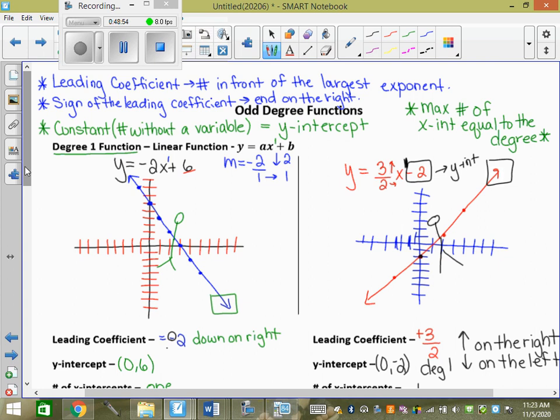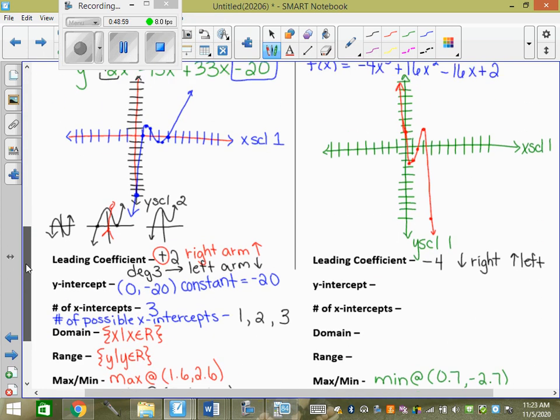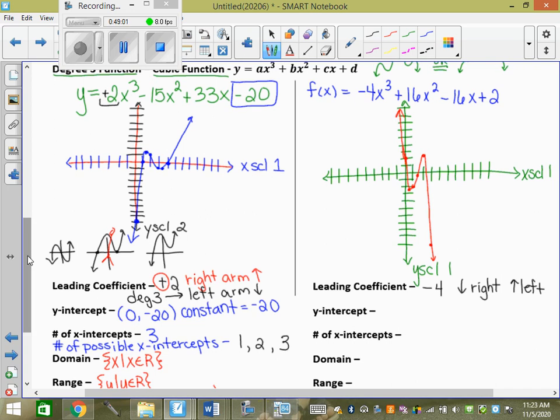All right. What's the y-intercept of this one, without looking at the graphing calculator or my graph? It's 2, because the constant is the term without a variable. My constant equals 2, so my y-intercept is at (0, 2). I don't even need to sketch it to know that.